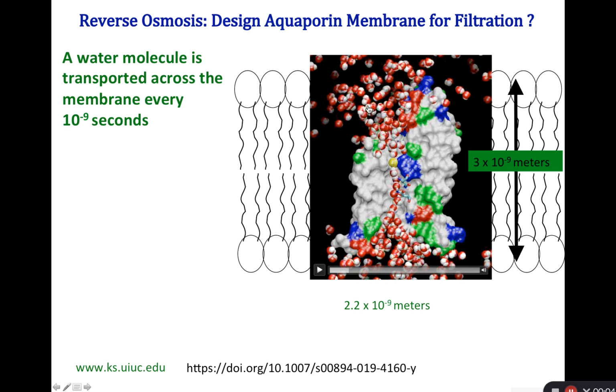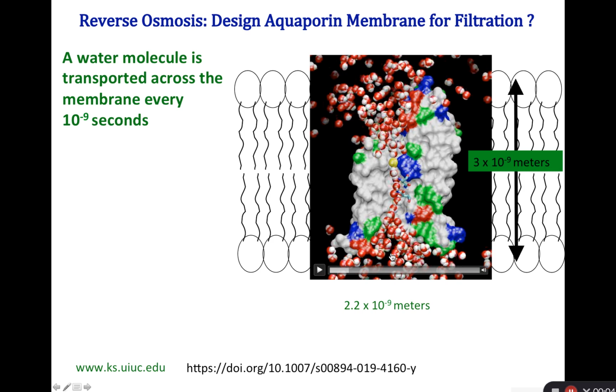These water molecules are shown in red and white. The white stuff is the protein. This blue here represents charge. We'll come back to that. And the movie you are about to see is the diffusion of a water molecule from this side of the membrane to this side of the membrane.